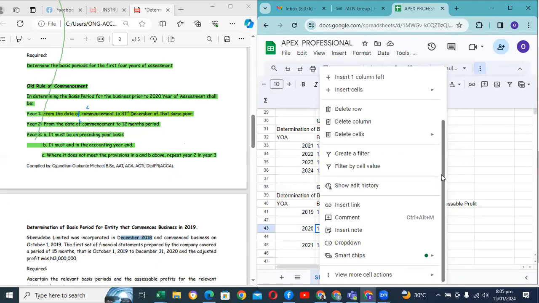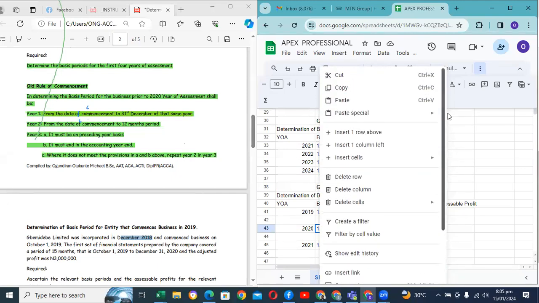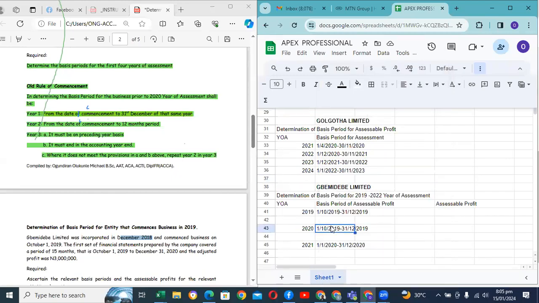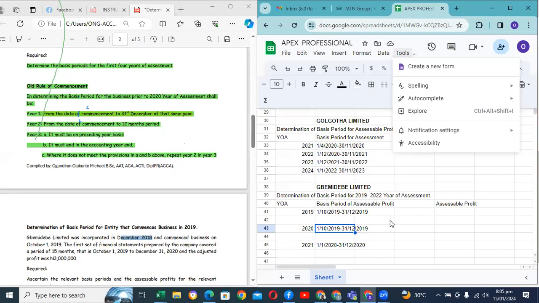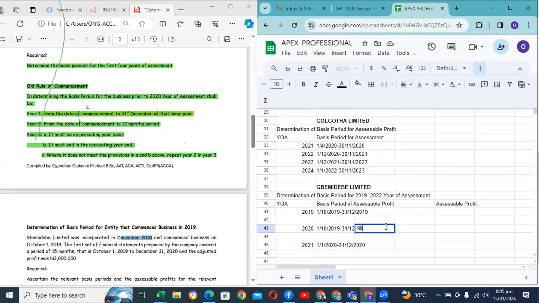I'm looking for that option to strike through. Can't find it. No problem. Just write nil at the front. Okay, just put nil at the front. All right, nil.